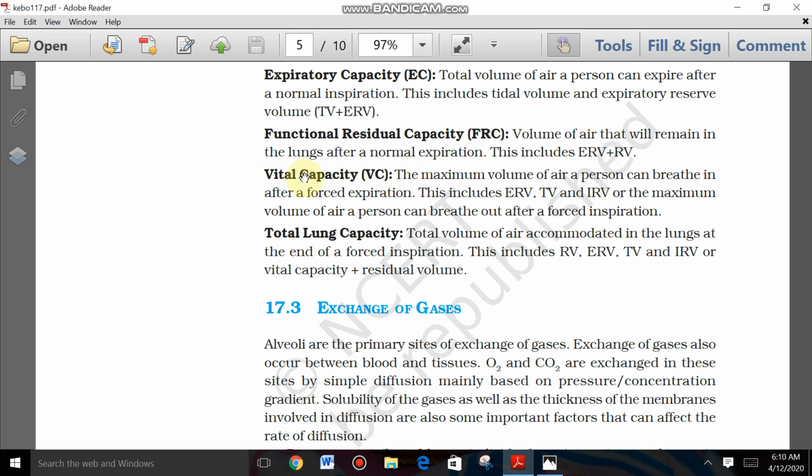So vital capacity is defined by two different types of statements. The first one: the maximum volume of air a person can inhale after a forced expiration. And the next one: the maximum volume of air a person can breathe out after a forced inspiration. So first, let's go through the first definition. The maximum volume of air a person can breathe in after a forced expiration.